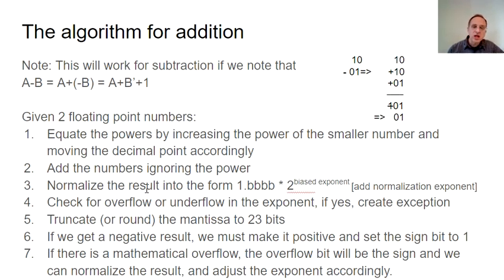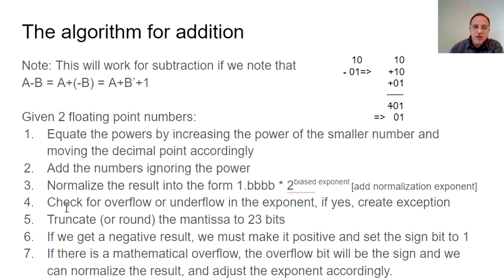Then we're going to normalize the result that we got into 1 point BBB, where B is a binary digit, times 2 to our exponent. And for that exponent we have to add the normalization. We have to take the exponent that we had before, plus add to it whatever normalization exponent we got. Now, because we moved the digit in our normalizing, we may have to add or potentially subtract from our bias digit, from our exponent that we had before.